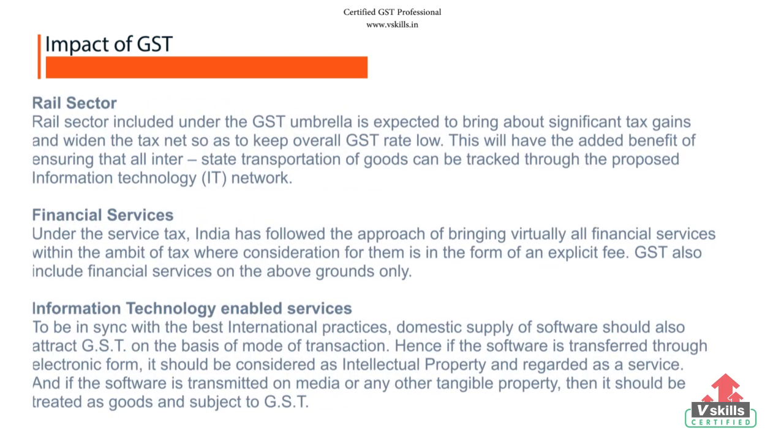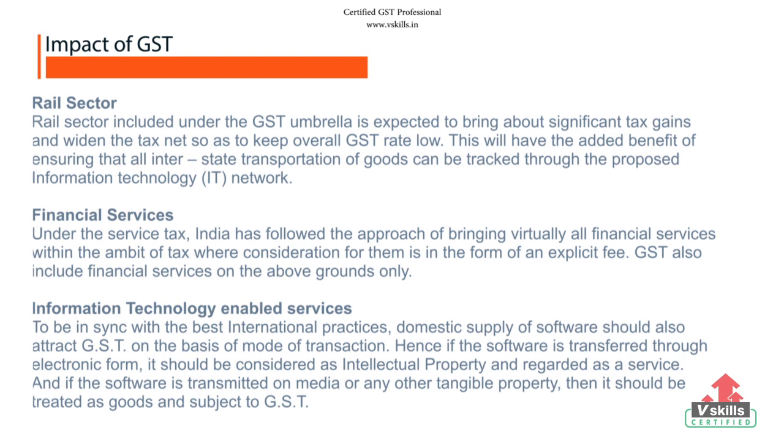The rail sector, included under the GST umbrella, is expected to bring about significant tax gains and widen the tax net so as to keep the overall GST rate low. This will have the added benefit of ensuring that all interstate transportation of goods can be tracked through the proposed information technology network. Financial services. Under the service tax, India has followed the approach of bringing virtually all financial services within the ambit of tax where consideration for them is in the form of an explicit fee. GST also includes financial services on the above grounds only.